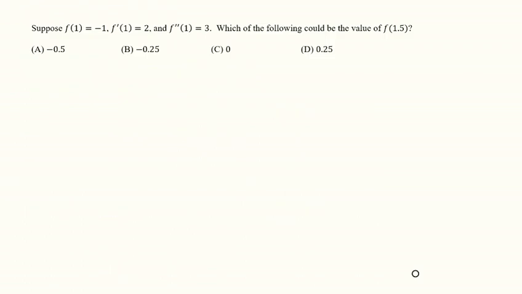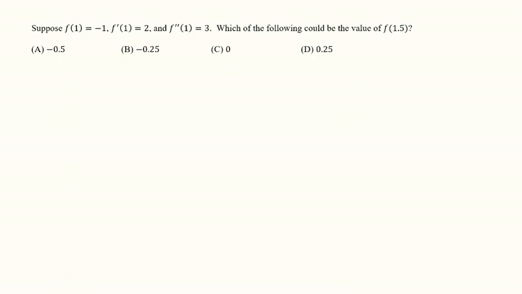All right, so this first multiple choice question actually is not in your packet, but this type of question is certainly something that could show up. I know that there's one like this out there somewhere. It's probably a secure item that I can't put in your packet. Okay. So f of 1 equals negative 1, f prime of 1 equals 2, and f double prime of 1 equals 3. Which of the following could be the value of f of 1.5?